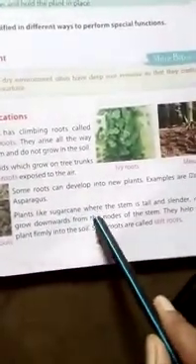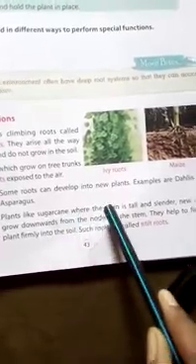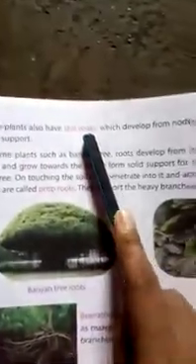Plants like sugar cane, where the stem is tall and slender. New roots grow downwards from the nodes of the stem. They help to fix the plant firmly into the soil. Such roots are called stilt roots. Okay, these roots are not growing in the surface. Maize plants also have stilt roots, which develop from nodes on the stem and provide extra support.